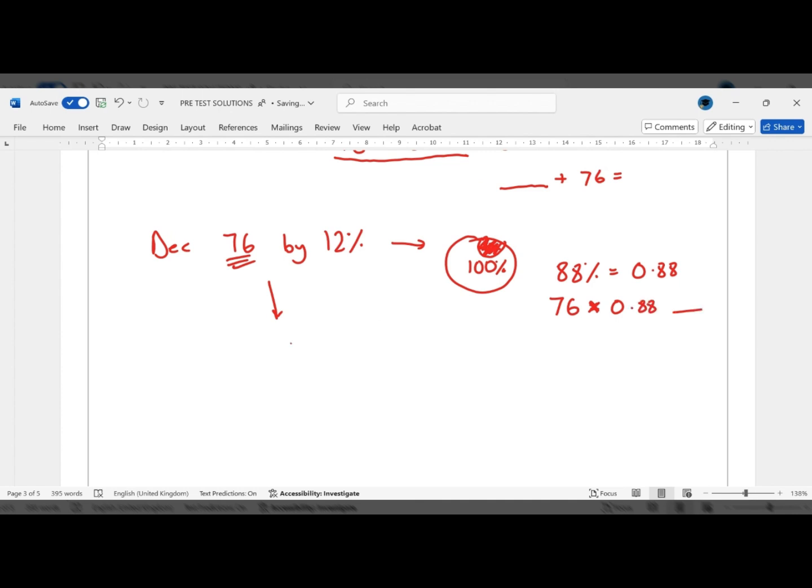Alternatively, find 12%, exactly what we did above. Divide by 100, 1%, times 12, get the answer. But this time, we'd be taking that answer away, whatever that is, taking it away from 76, taking it off the 76.